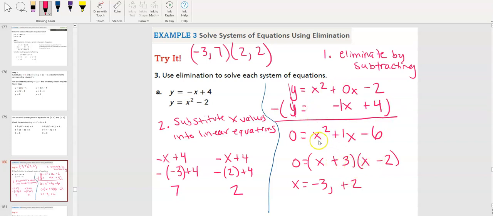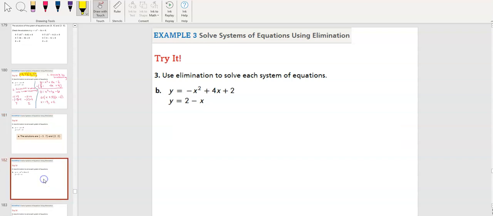Then I factored this trinomial and got my x values. Step 2 was then to substitute those x values into the linear equation that we didn't originally use, that we subtracted. And I got 7 and 2, and then you could check your answers. These are my answers up here. Okay, that is elimination. So go ahead and see if you can solve using elimination here.